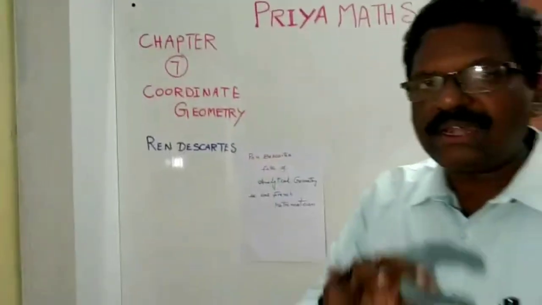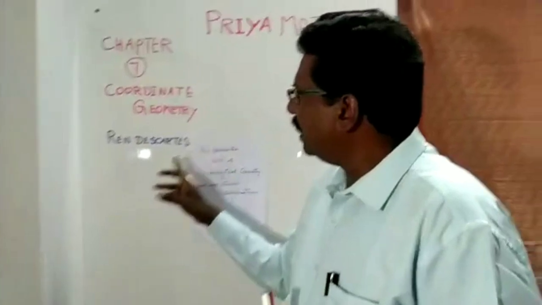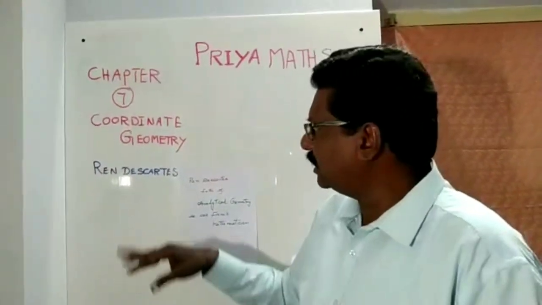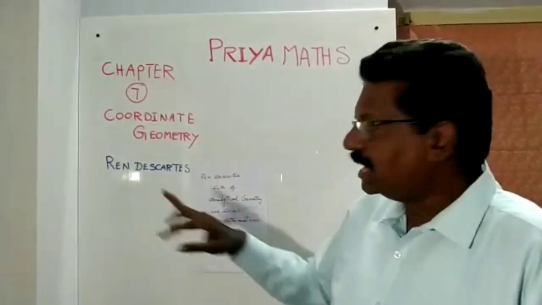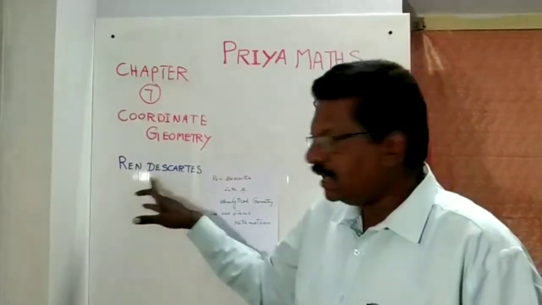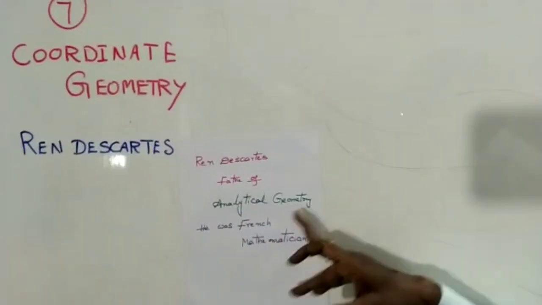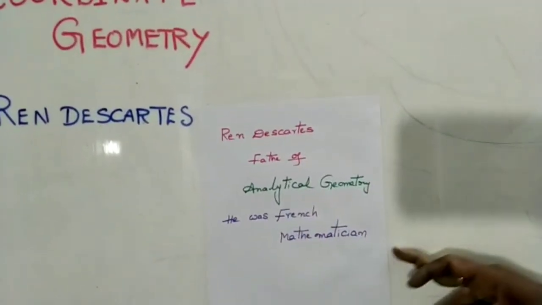Coordinate geometry was introduced by the father of coordinate geometry, or analytical geometry, René Descartes. His name is René Descartes, father of analytical geometry. He was a French mathematician.